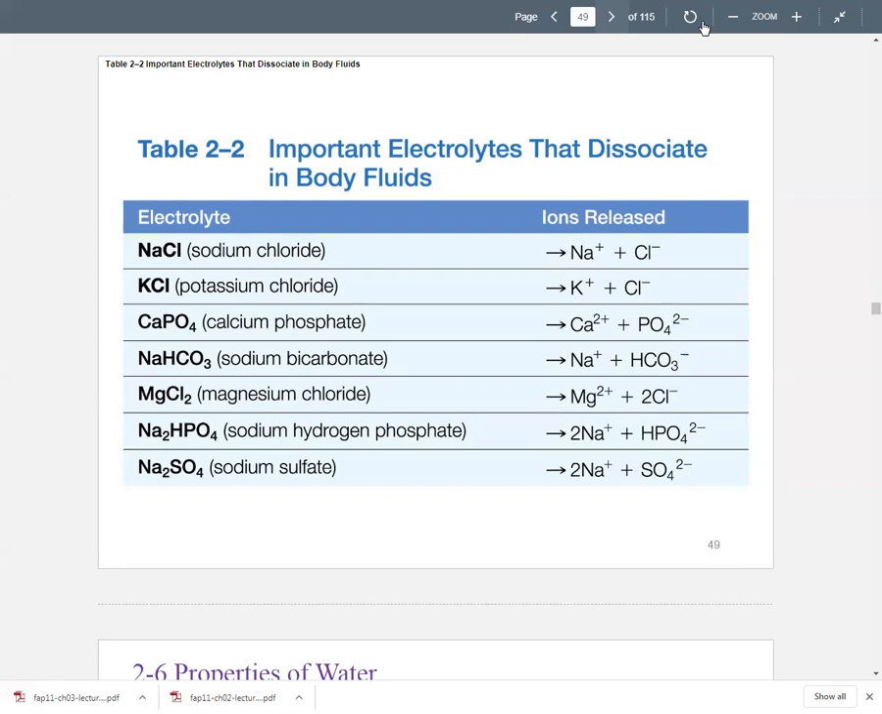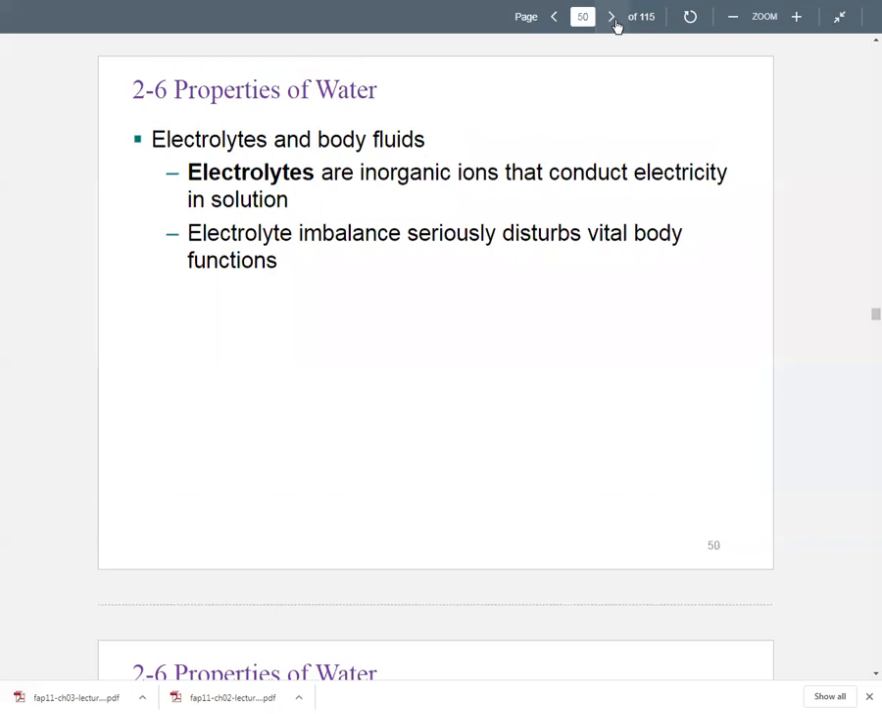Calcium phosphate dissociates into calcium ions and phosphate ions. Sodium bicarbonate dissociates into sodium ions and bicarbonate ions. Magnesium chloride separates into magnesium ions and 2 chloride ions. Sodium hydrogen phosphate will dissociate into 2 sodium ions and 1 hydrogen phosphate ion. Sodium sulfate will dissociate into 2 sodium ions and 1 sulfate ion. And you'll see that in different biological situations.